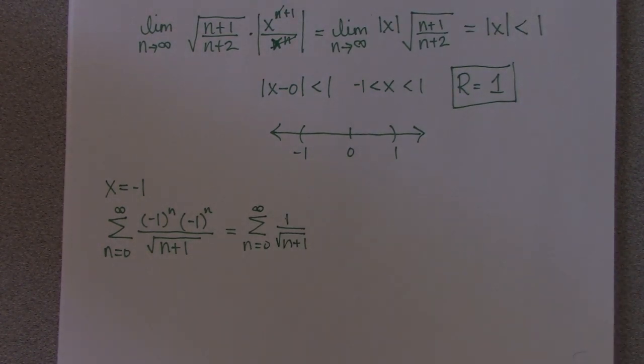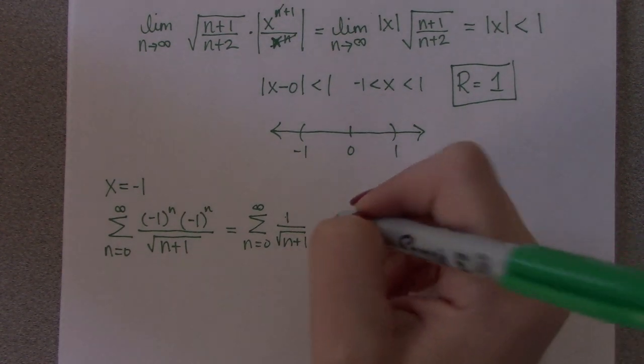Well, that's basically just a p series where p is 1/2. Because if I drop the 1 here, the 1's going to be insignificant when you go to infinity, and that's basically just 1 over n to the 1/2. So if p is less than 1, we know this diverges. So this guy diverges.